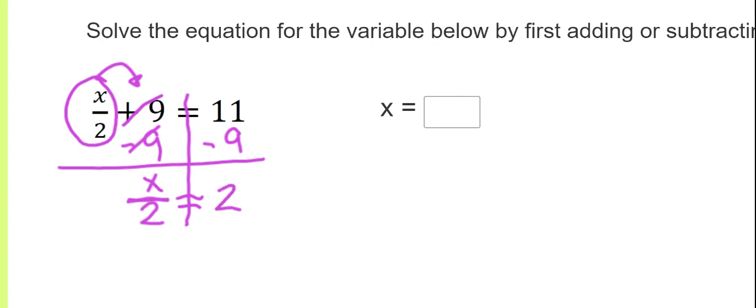Now this means division. So the way we're going to get rid of division is by multiplying by 2, and then we do that to both sides. So 2 divided by 2 becomes 1, and then we are left with x equals 2 times 2.